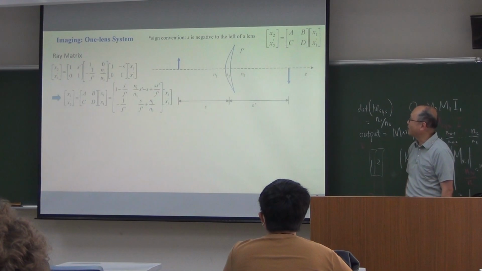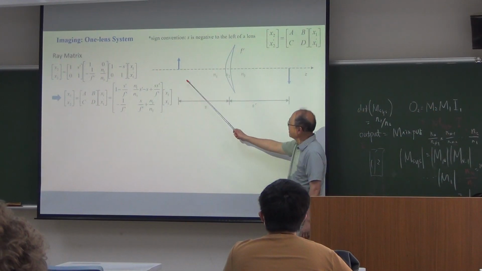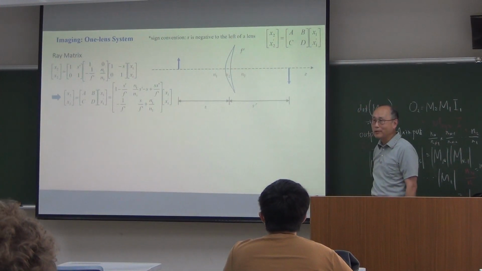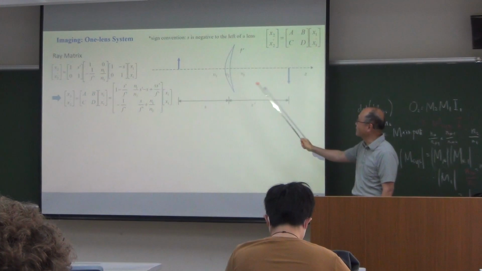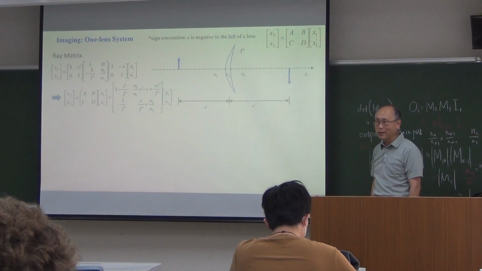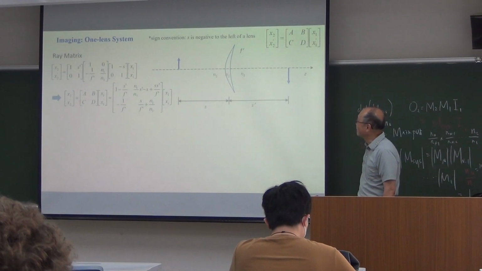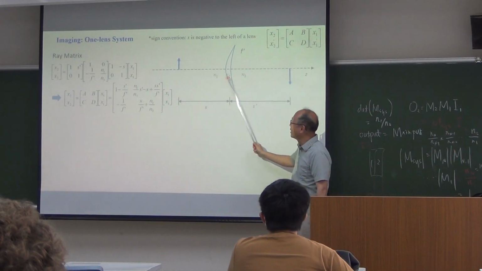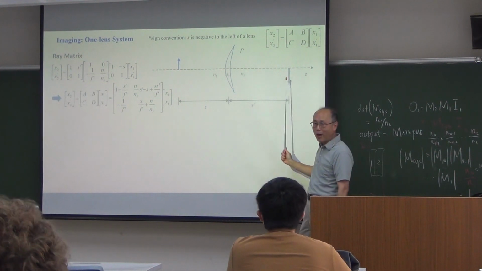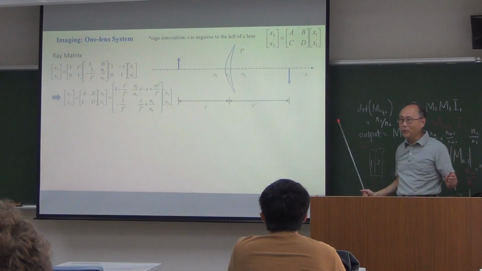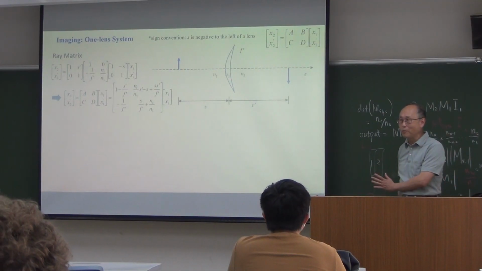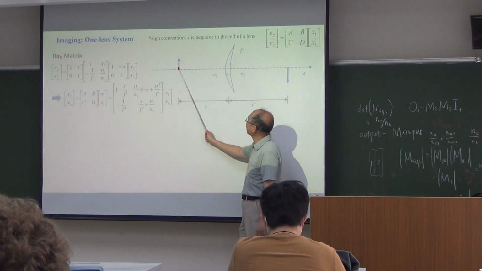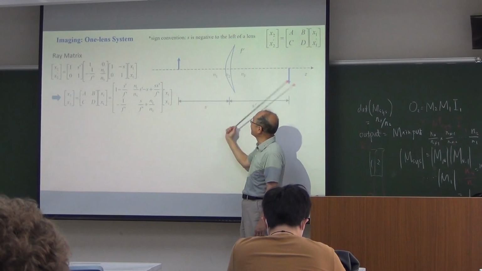Imaging is that we have an object here, and then this object is seen somewhere on the other side or on the same side of the optical element. So you must have an input and output. The input is the object, and the output is the image. So whenever you deal with an optical system, identify your input and output first, and then you construct the ABCD matrix.